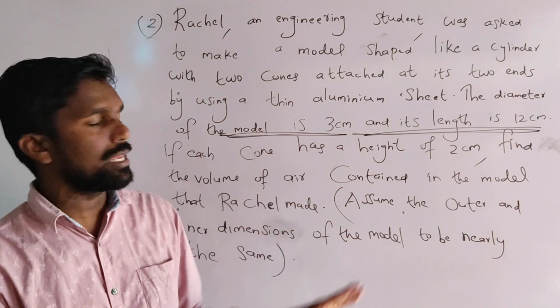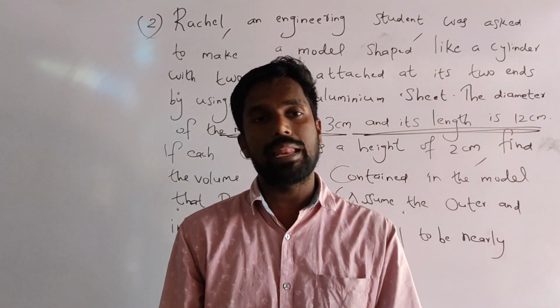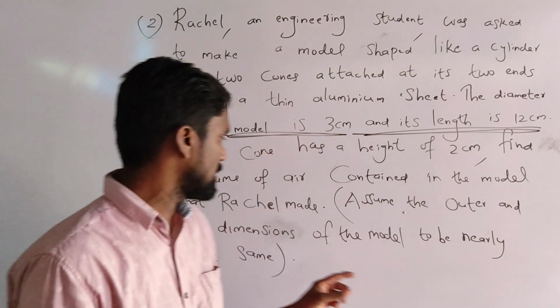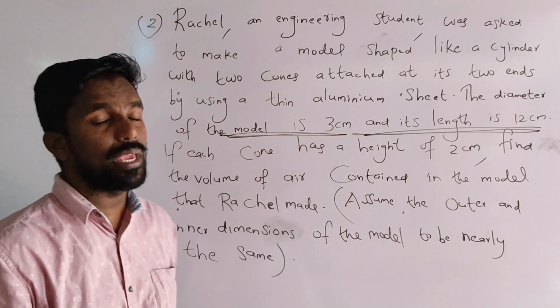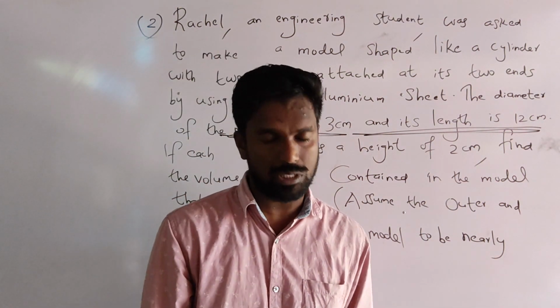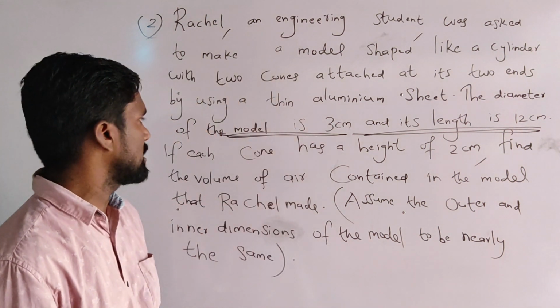The model is made with thin aluminium sheet. That's why the inner and outer measurements are nearly the same. The outer and inner dimensions of the model are to be nearly the same. It is given in the question because we made it with a thin aluminium sheet.